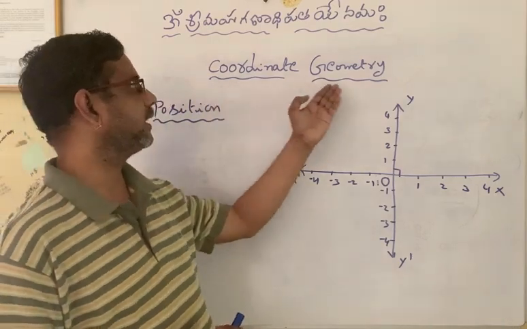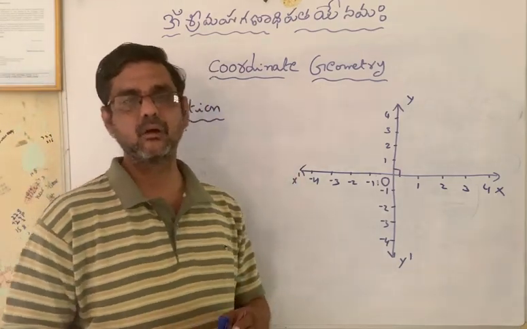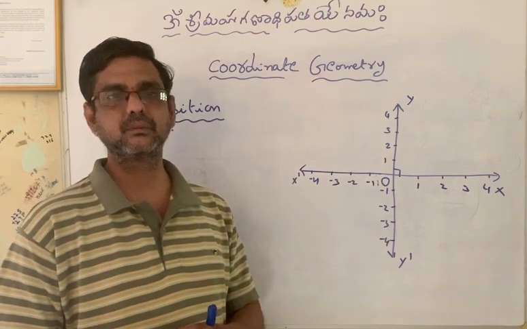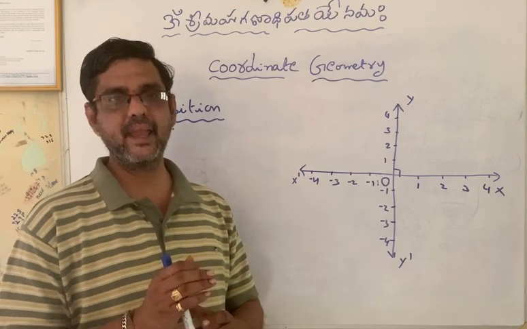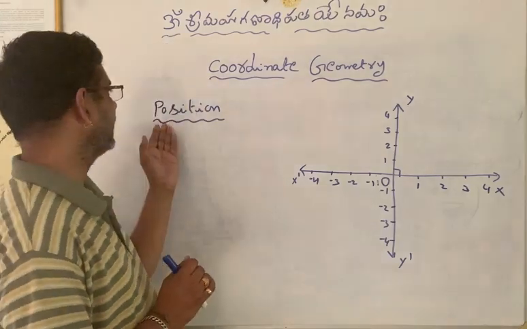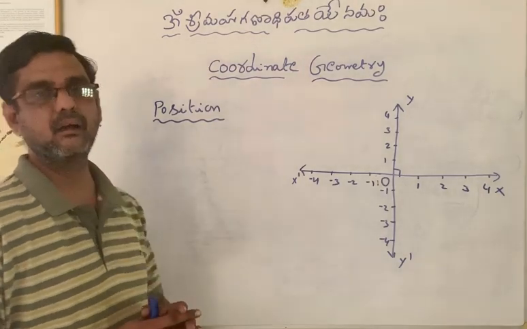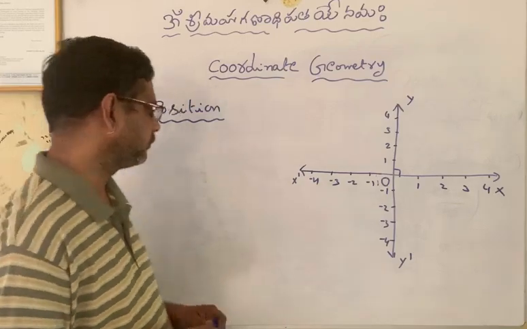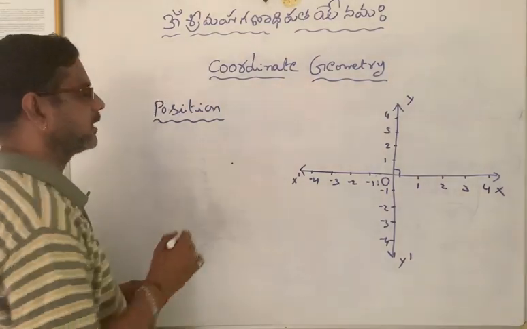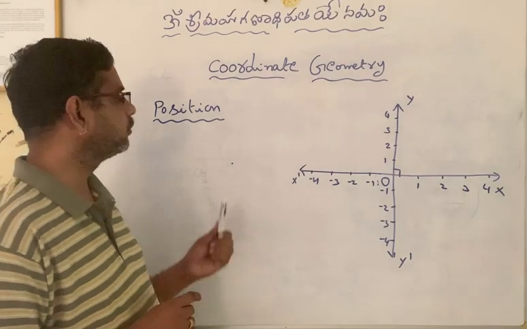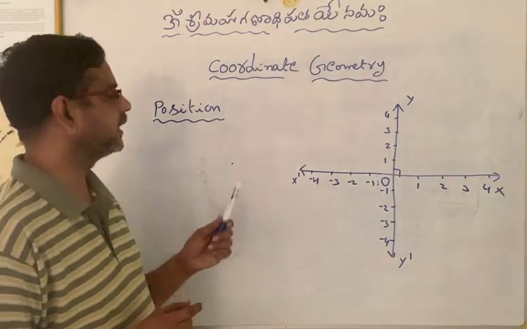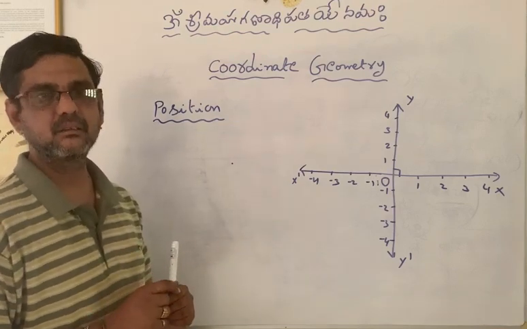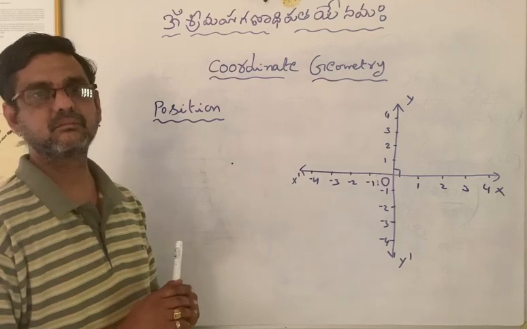Today I am going to explain the concept of coordinate geometry. Coordinate geometry we learned in class 9th. In class 9th, the aim of the chapter is finding the position of a point in the Cartesian plane or on a flat surface. That means, suppose a point is there on a flat surface, how to locate its position, how to find out its position on a flat surface. So that was the concept in class 9.